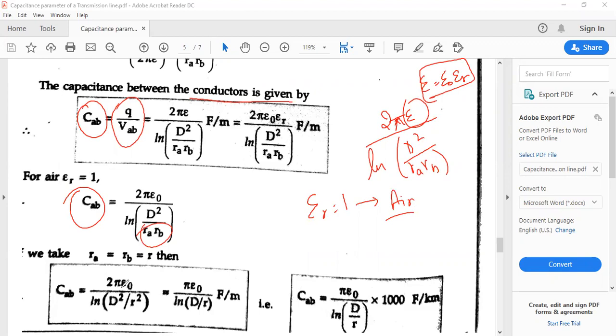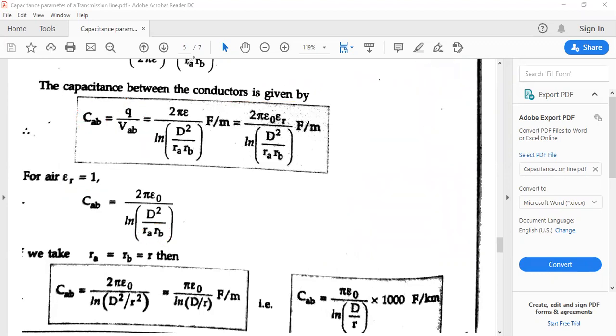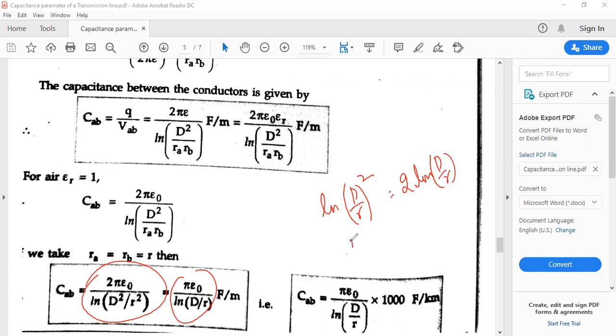Again, the capacitance CAB equals 2 pi epsilon naught divided by ln of D squared by R squared. How would I write that? Ln of D by R, the whole squared, so you can write it as 2 times ln of D divided by R. The 2 gets cancelled out, so you are left with pi epsilon naught divided by ln of capital D by R farad per meter. If I want the per kilometer value, I need to multiply this equation by 10 power 3.